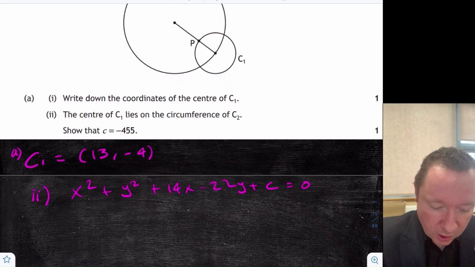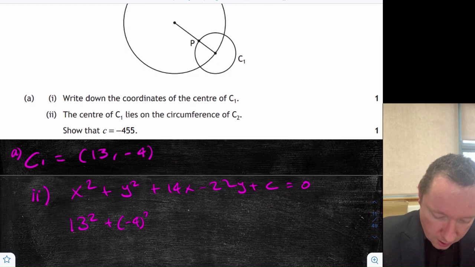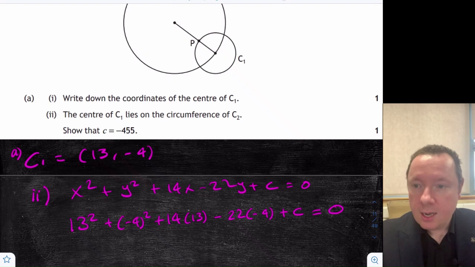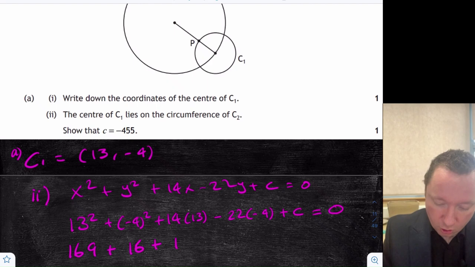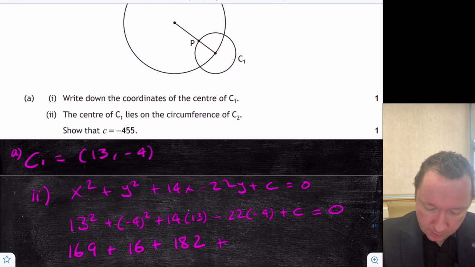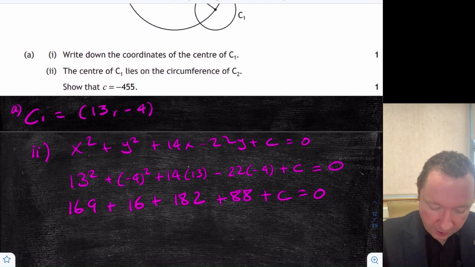So we get 13 squared plus minus 4 squared plus 14 times 13 minus 22 times minus 4 plus c equals 0. Bit of maths to do, but this was a calculator paper, so you just get your calculator out and work it out. You get 169 plus 16 plus 182 plus 88 plus c equals 0. So then adding up all the numbers, you get 455 plus c equals 0, and therefore c is negative 455 as required.